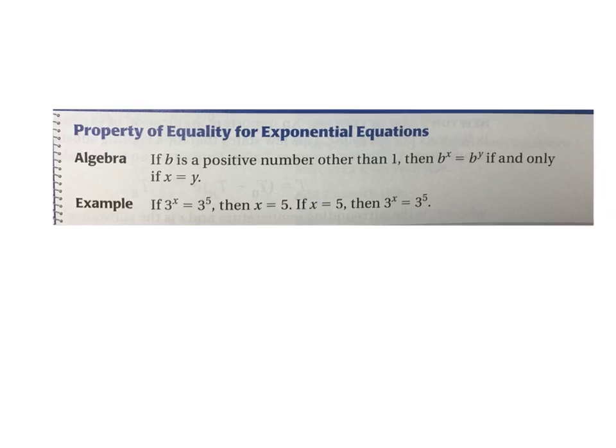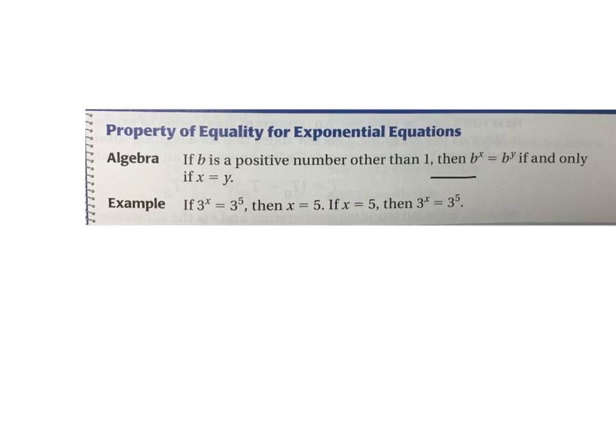If b is a positive number other than 1 and b to the x equals b to the y, if and only if x equals y. If b to the x equals b to the y, that can only be true if your two exponents are the same. The two bases are already the same. So if the exponents are the same, we're good.